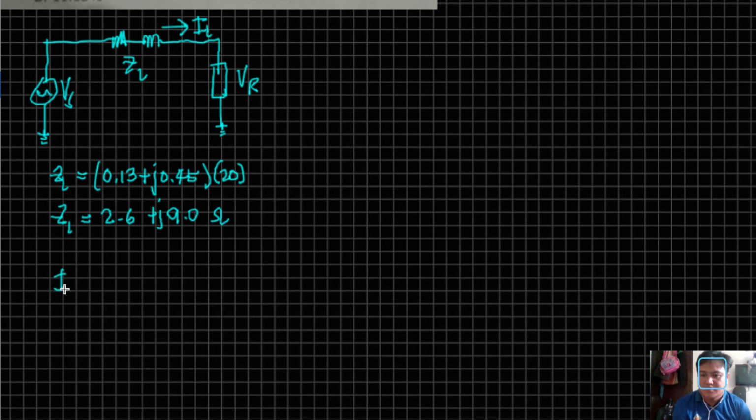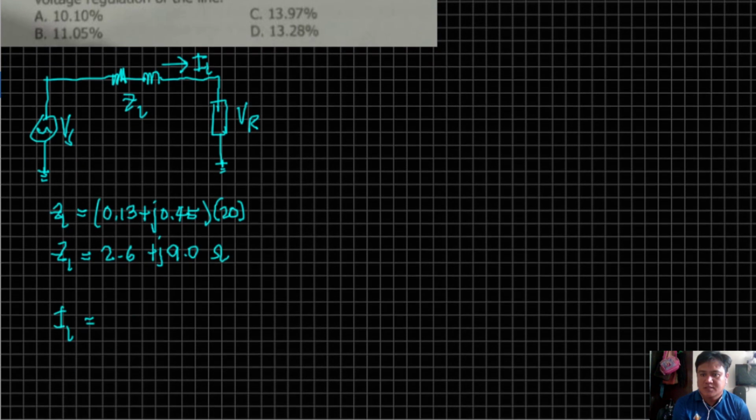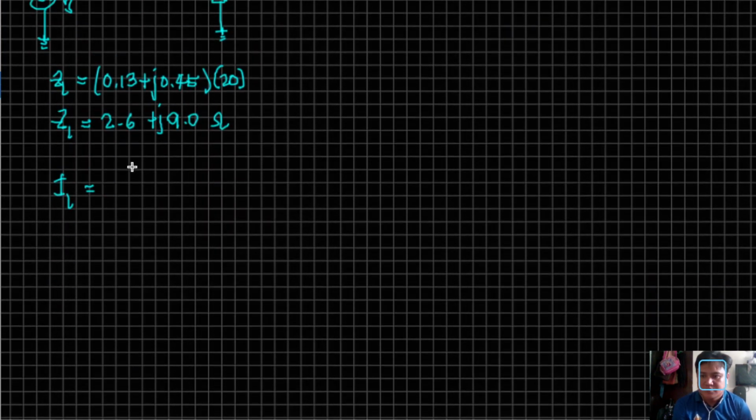Okay, next thing to do is get the current. Okay, IL is equal to 75 MVA times 10 to the 6 over square root of 3 times 66 kV times 10 to the 3. Okay, so now need to divide it by power factor since MVA na to. So only the angle na lang, no? Negative arc cosine of 0.8.